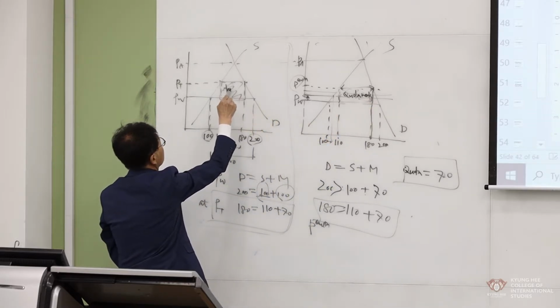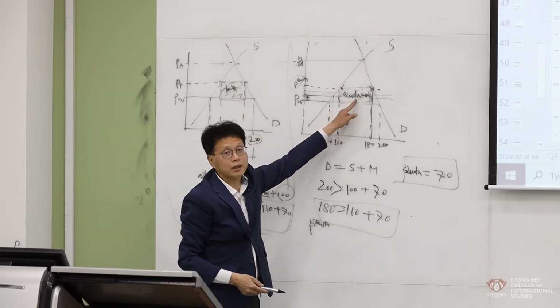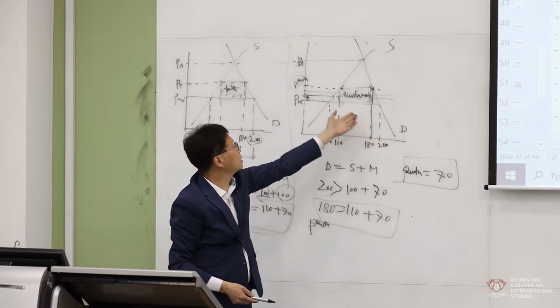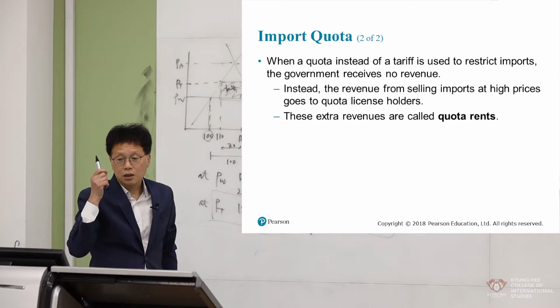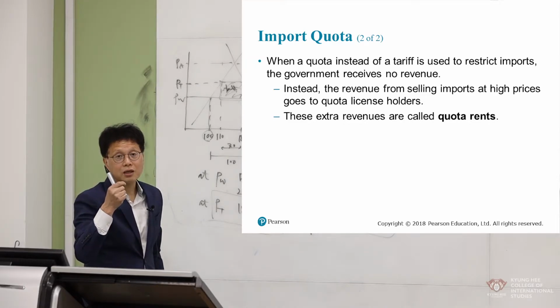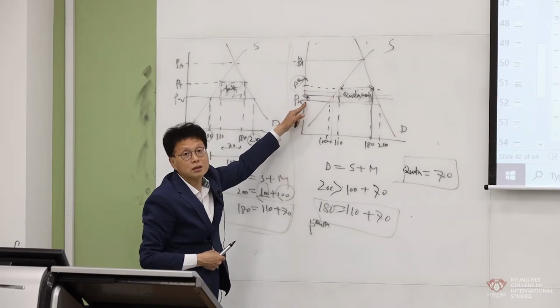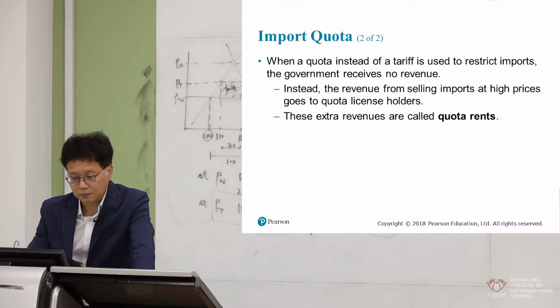We said that is now quota rents. That was tariff collection by government, right? But here, quota rents. Importing at PW, but sold to domestic consumers at P quota, right? This quota price is the domestic consumers' price, and PW is the importing price. Okay? That is quota rents.